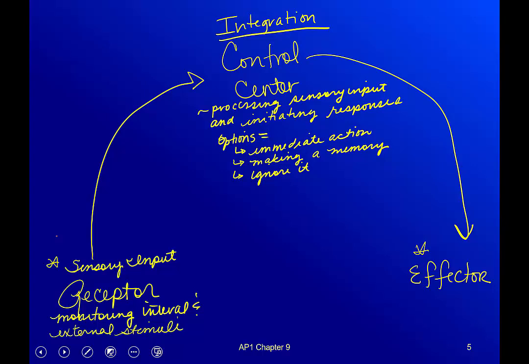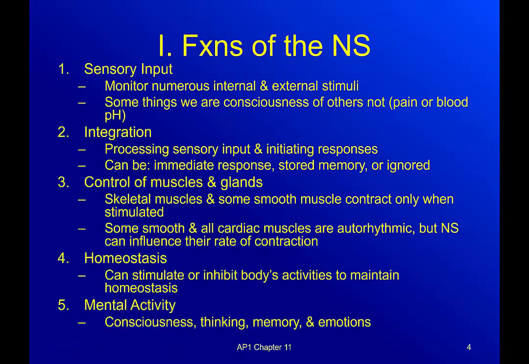Now finally, the third function here. Control of muscles and glands. Skeletal muscles and some smooth muscles contract only when they are given a command to. Most of our skeletal muscles are controlled by our nervous system. We don't wake up in the middle of the night to find ourselves doing stuff that we didn't know we were doing. And I know some people are going, what about sleepwalking? Sleepwalking isn't a normal function. Sleepwalking is abnormal. That's very different than, let's say, waking up in the middle of the night to find myself making a brisket. Yeah, no, you don't normally do that.